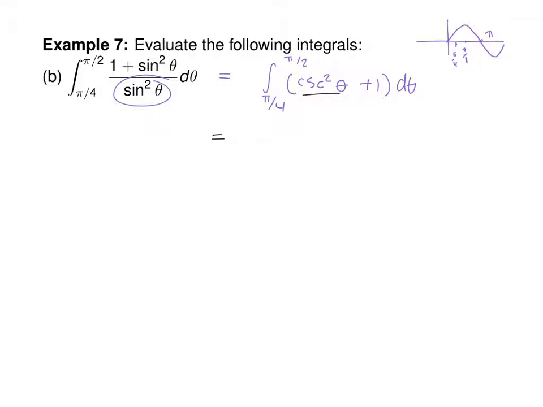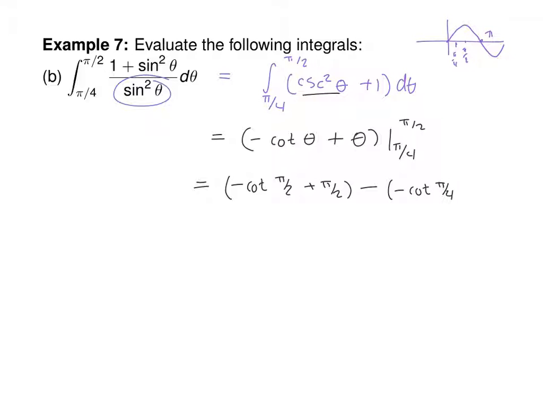I think you do. Yeah, so it's minus cotangent, isn't it? And then the antiderivative of 1 is, well, in this case, it's theta because the variable's theta, but you know. From pi quarters to pi halves. 1 plus cotangent squared of x is equal to cosecant squared of x. Yeah, that's what I thought. So negative cotangent of pi halves plus pi halves minus negative cotangent of pi quarters plus pi quarters.